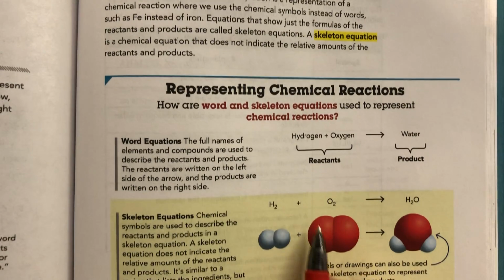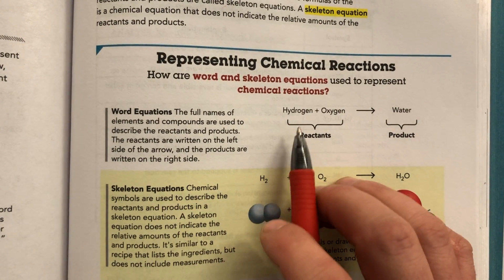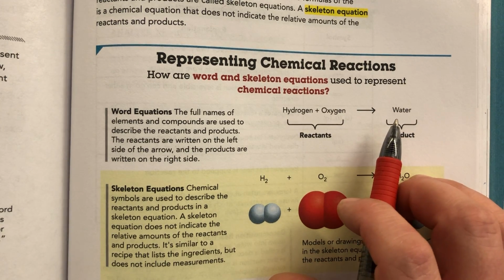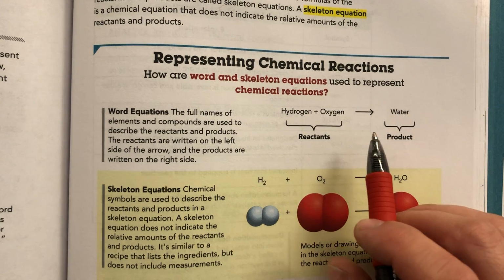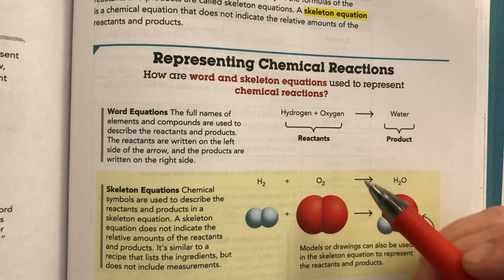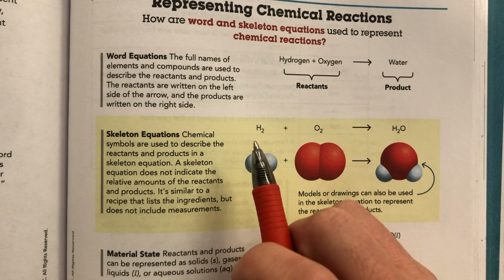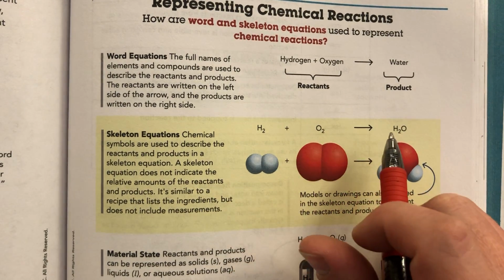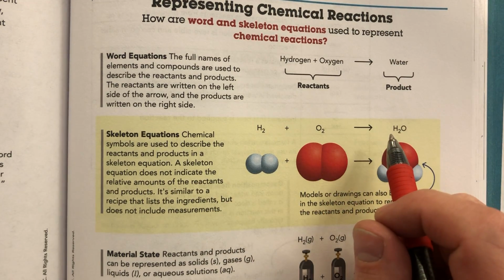Let's give an example down here of what I mean by a skeleton equation. So our word equation is hydrogen and oxygen equal water. Well, we can just say those things and it has a meaning to us. But if we're working in a lab and we're wanting to deal with more specifics, we've got to get more specific. When we talk about a skeleton equation, we're now writing out the chemical formula. We have 2 hydrogens and 2 oxygens are now going to form H2O.